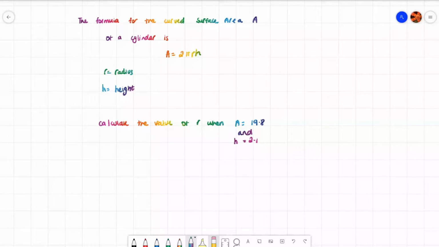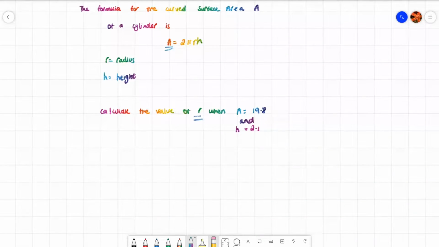So value of r. To work out A, I've got to do 2 times pi times radius times height. So if I want to work out the value of the radius, I've got to rearrange this equation to get radius equals before I can substitute the values in. Or you could substitute the values in and then rearrange it afterwards. But let's do it algebraically first. Let's rearrange and then substitute.